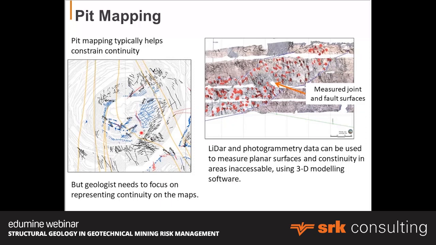All right. So here the map shows structures with continuity versus structures without continuity. It shows cross-cutting relationships and shows how overall the pattern and the continuity work together. Okay. So you need to focus on that when you're mapping. Of course, in many cases, you can only access the nearest bench in the pit and map what you can see. But modern technology is introducing a whole new dimension to our data capture.